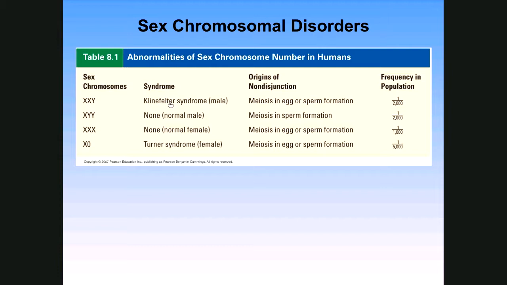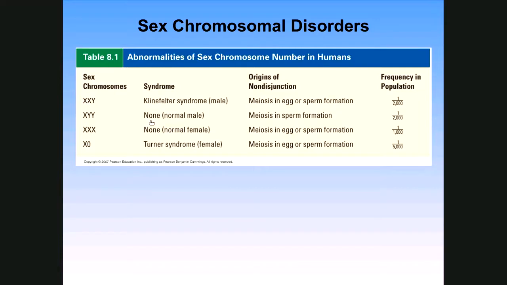The autosomal pairs are all fine, the first 22 pairs, but when I look at the sex chromosomes, I see a Y, so I know it's a male, but there are too many X chromosomes. Here they're only showing you 1. It could be 2 extra or 3 extra, okay? That's Klinefelter.